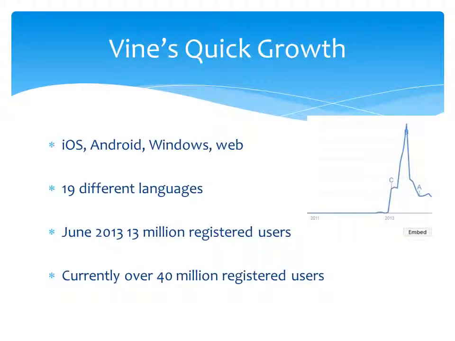Now, Vine has grown greatly over the year that it has been around. It was originally created for iOS devices only. In June 2013, it did become available for Android devices, and by then there were already 13 million users, which would be the peak of this year. This is in June. It has come down in interest since then. It's not peaked anymore, but it is still growing. By July, there were over 40 million registered users.